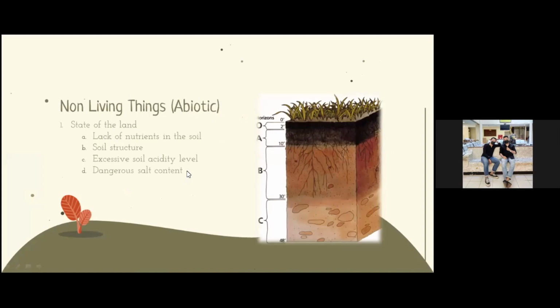Next, non-living things or abiotic. One, states of the land. Example is lack of nutrients in the soil. Number two is soil structure. Number three is excess soil acidity level. And number four is dangerous salt content.